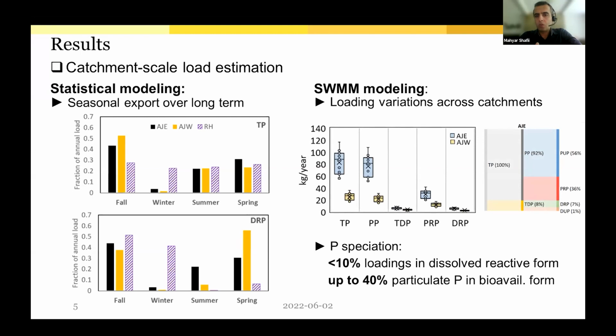Our SWIM results showed some variations across catchments. We see that even though the surface area of Ajax East is only 30% higher than Ajax West, and they are parallel sewersheds in the area, the loadings exported from Ajax East are 2 to 3 times higher. We also see that less than 10% of loadings in these sewersheds are in dissolved reactive form, which is the readily bioavailable one. However, if you look at the particulate phosphorus pool, we see that there is 40% bioavailability in that pool. So these sewersheds overall export lots of particulate phosphorus, and that 40% bioavailable fraction is not something we can neglect.